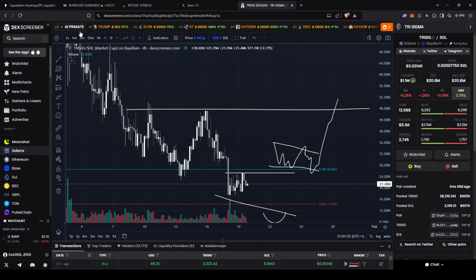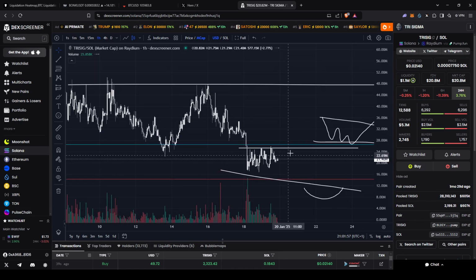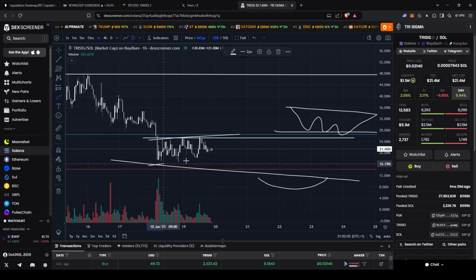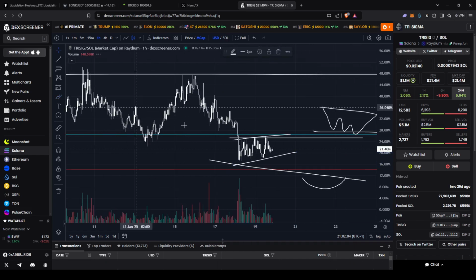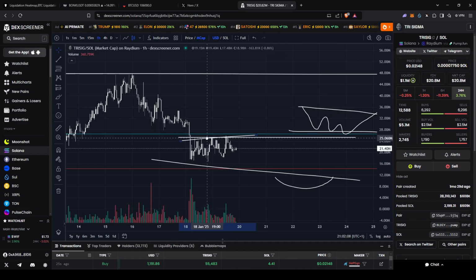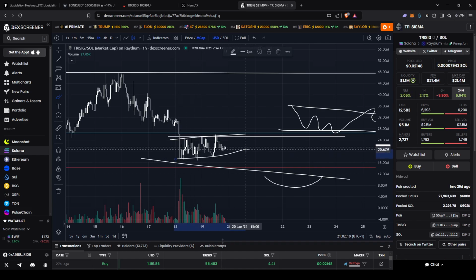Local structure, we can zoom in even more here, hourly. You are seeing this sort of nice accumulation. Like we can look at all of these previous ones, it's nowhere as nice as this one. You are ranging here. It's a good sign of strength.